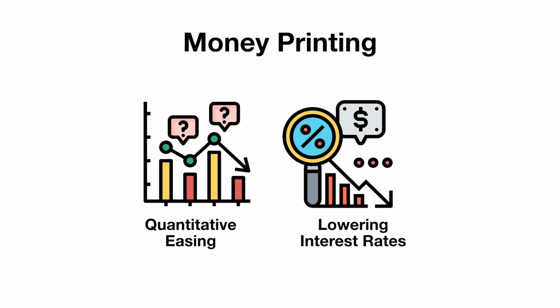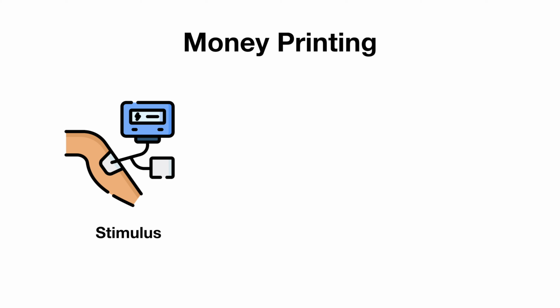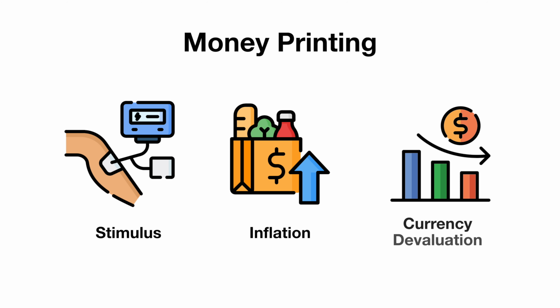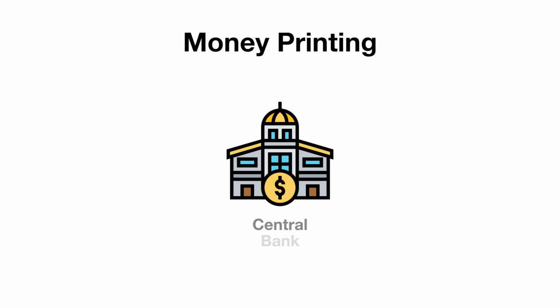Lowering interest rates, which reduces the cost of borrowing, encouraging both spending and investment. These actions have profound effects on the economy, such as stimulating growth by boosting economic activity during downturns, raising concerns about inflation if too much money floods the economy, driving prices higher, and potentially devaluing the currency as increased money supply can weaken its value. Through these tools, central banks aim to stabilize the economy, but their actions come with both benefits and risks that must be carefully managed. Let's dive into an example of monetary policy in action: stimulus checks.